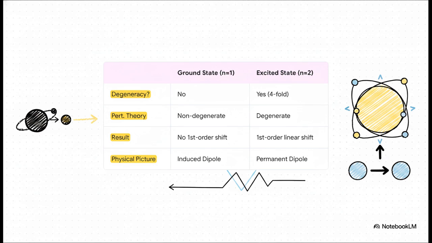For the excited state, n equals 2, there is degeneracy. We must use degenerate perturbation theory. This allows the 2s and 2pz states to mix, creating new states that have a permanent dipole moment, and that gives us a much stronger linear energy shift.